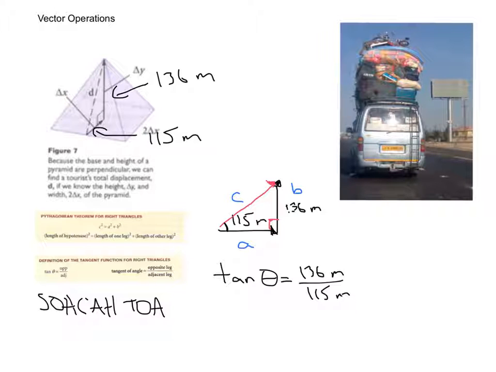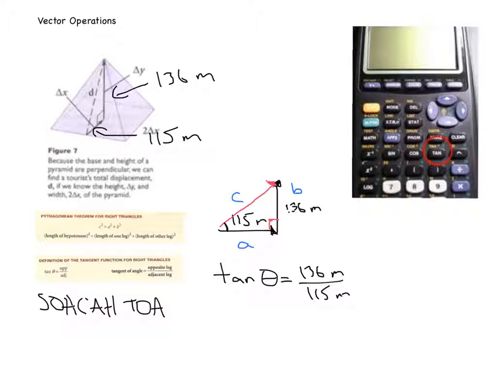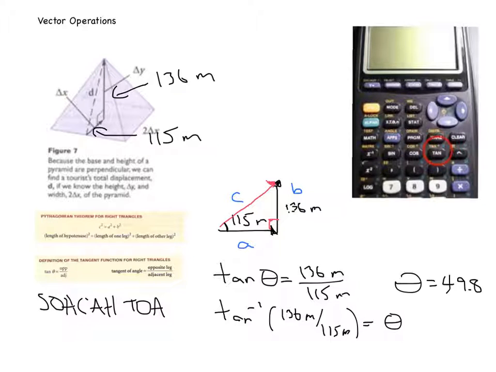To solve this on your calculator, you're going to need the inverse tangent button, which on your calculator is a second function of the tan button. You can see there written, ironically, in tan coloring, is the inverse tangent function. So you take the inverse tangent to solve this. The way it looks written is the inverse tangent of 136 divided by 115 equals what angle? And the angle we get for this is 49.8 degrees.